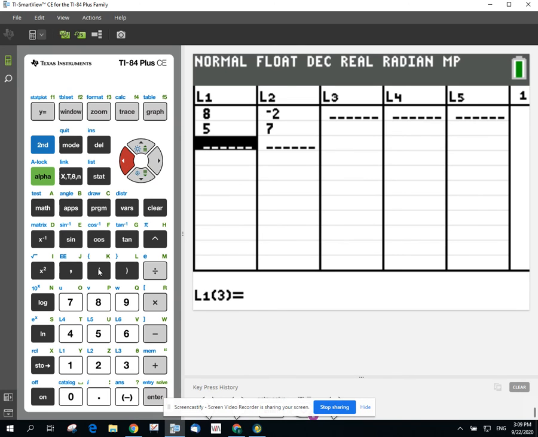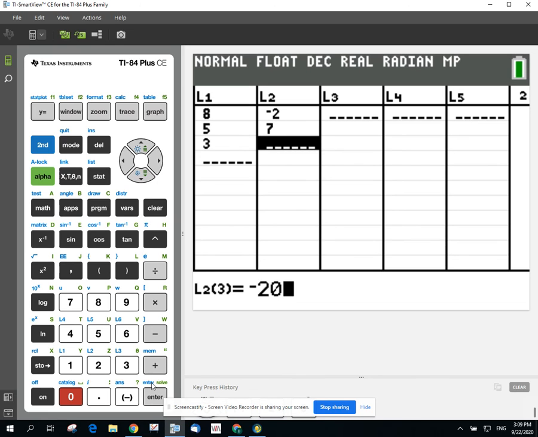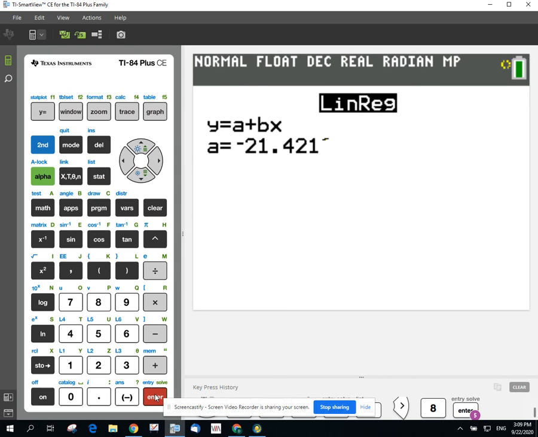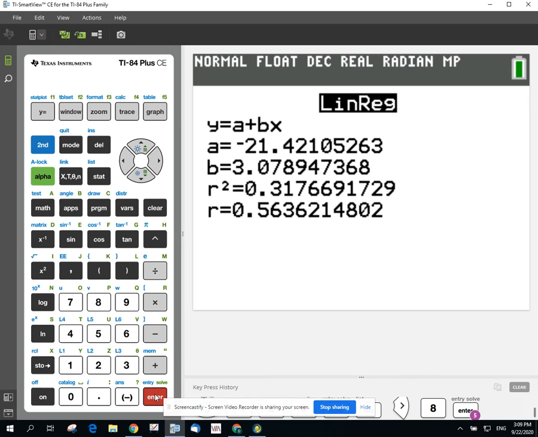If I enter a third point, 3 and -20, and then run linreg. See, that's terrible, right? Your calculator still does the best it can. It still does a calculation to come up with the best trend line, called the line of best fit. And the slope would be -21.4. That goes in for A. The y-intercept would be 3.1, rounded to the nearest tenth. That would be for B.